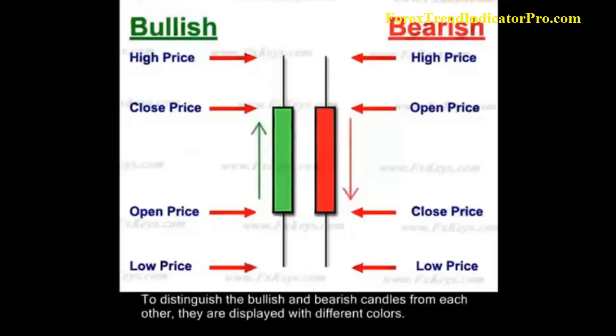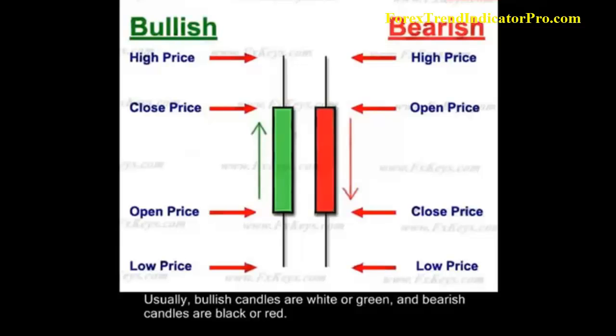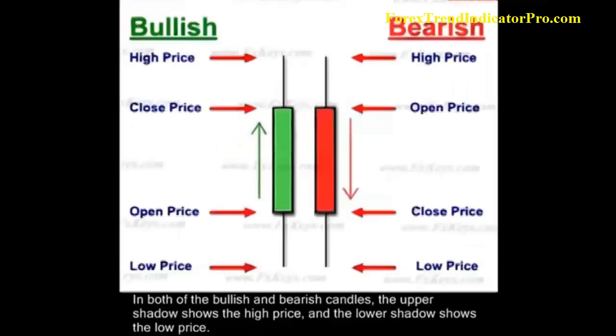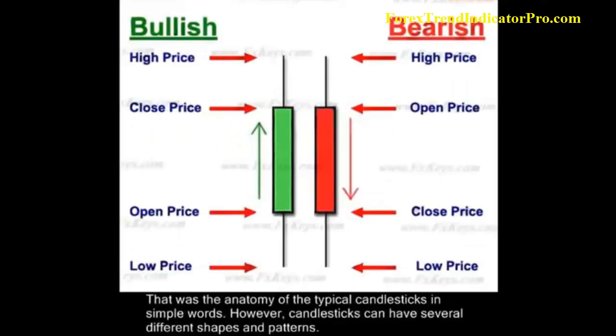To distinguish the bullish and bearish candles from each other, they are displayed with different colors. Usually, bullish candles are white or green, and bearish candles are black or red. In both the bullish and bearish candles, the upper shadow shows the high price, and the lower shadow shows the low price. That was the anatomy of the typical candlesticks in simple words.